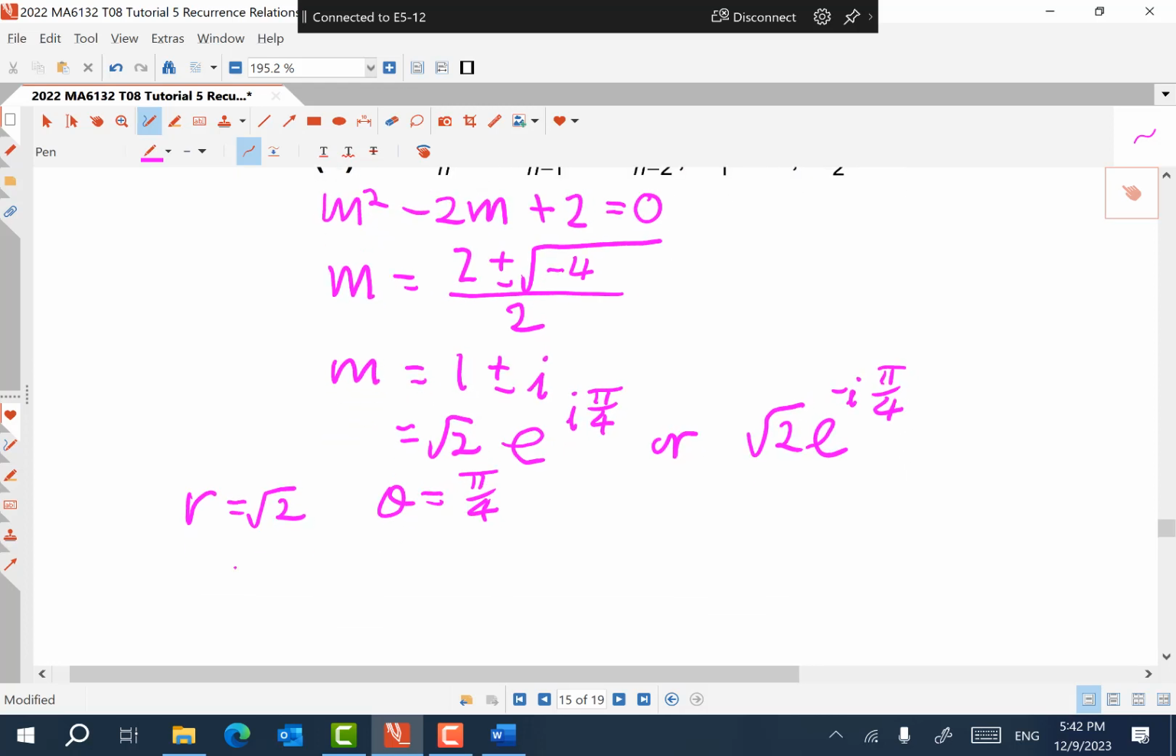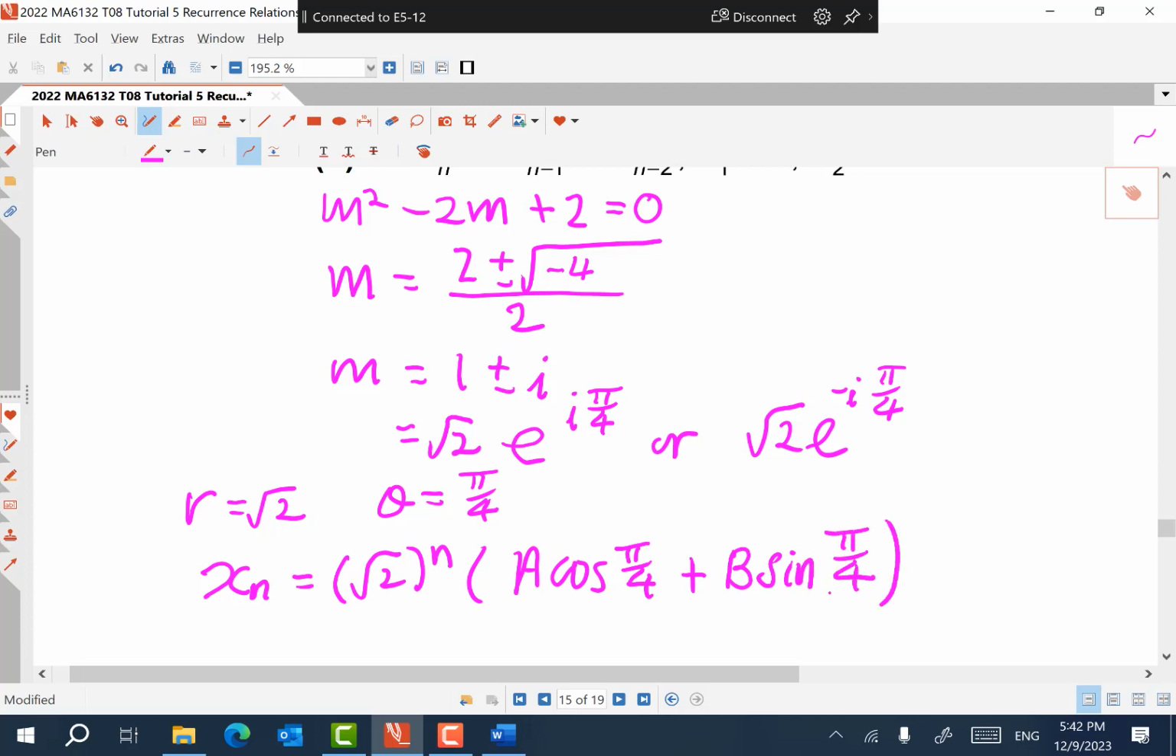And then you believe xn is r to the power of n, A cos of n pi over 4 plus B sine. The arithmetic is harder because it involves trigo, but it's the same thing, you know.